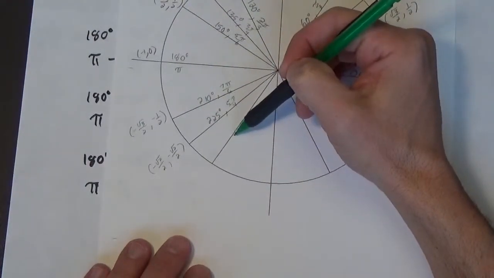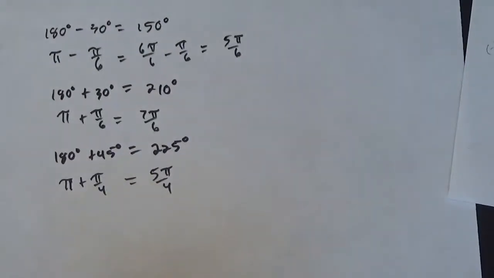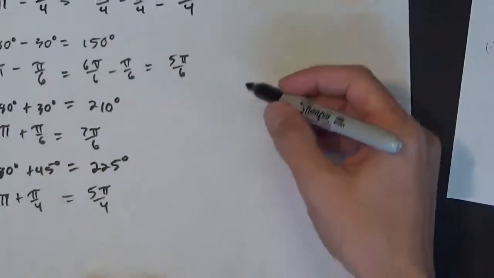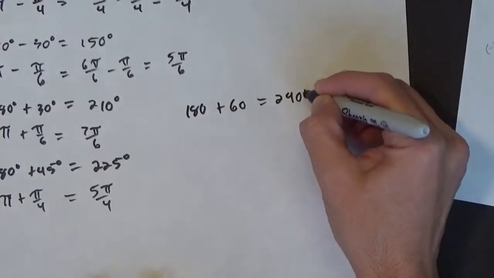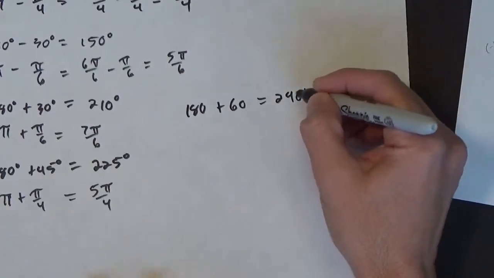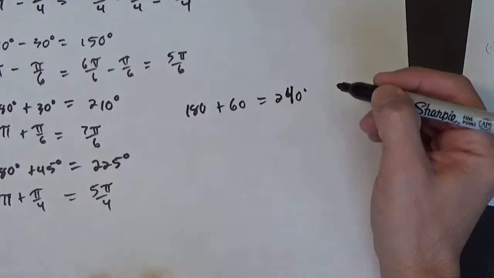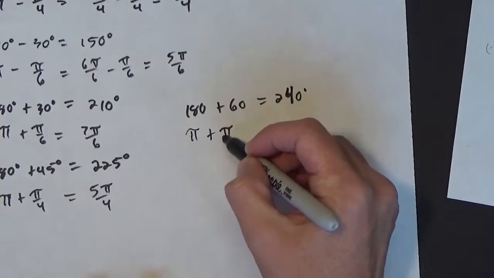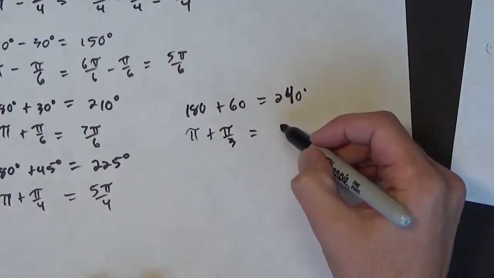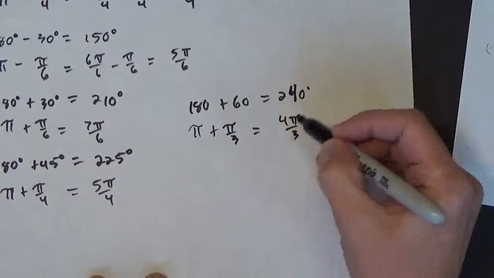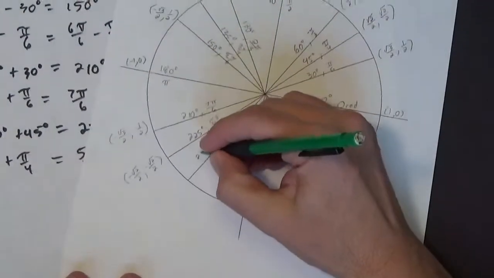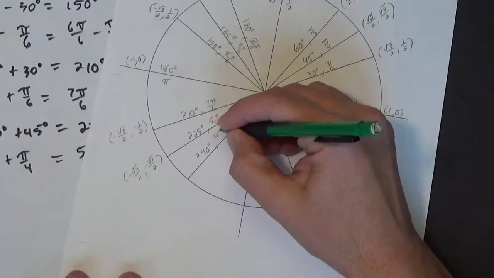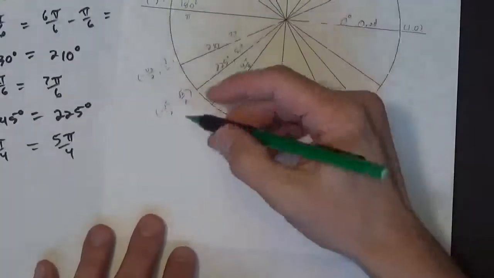Let's see, this is going to be, we're adding 60 degrees to that. So we're going to have, here, I'll do it over here. 180 plus 60 is 240 degrees. And then pi plus pi over 3 is 4 pi over 3. So this is going to be 240 degrees, 4 pi over 3. And the coordinates are going to be a negative 1/2, negative square root of 3 over 2.